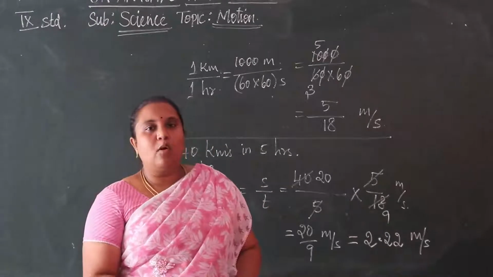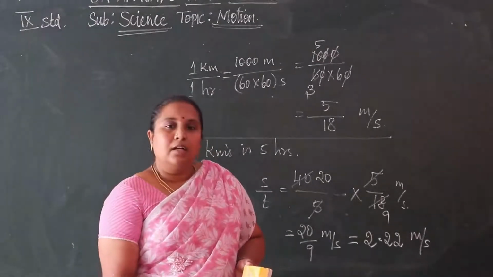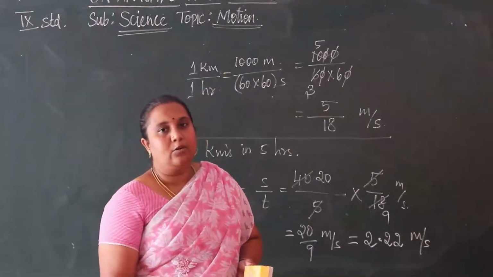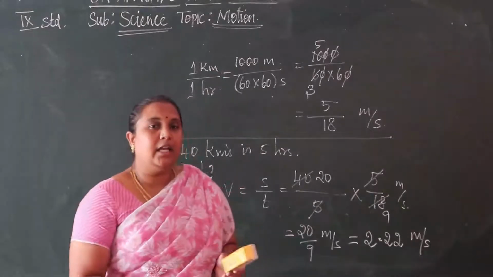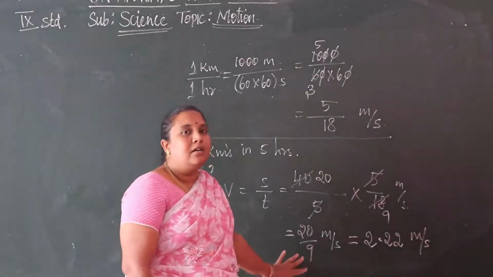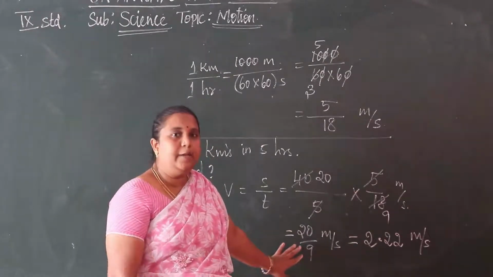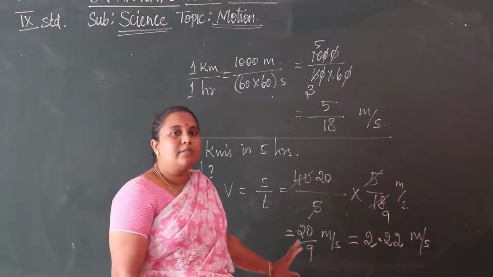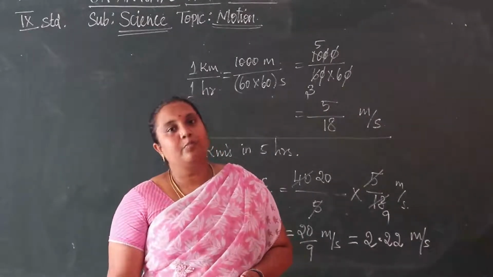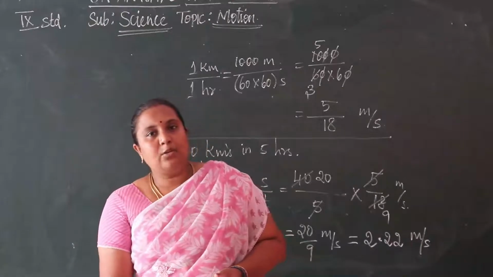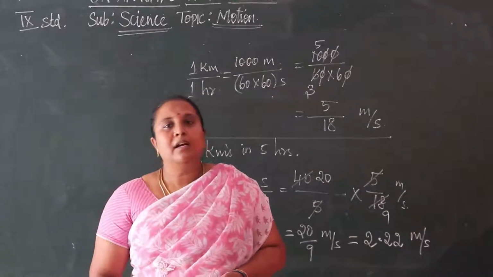So now let us move on to velocity. You have also understood the speed concept. Speed is a scalar quantity, that is, it has only magnitude, only value. Velocity has both. Velocity is a vector quantity, and a vector quantity has both magnitude and direction.